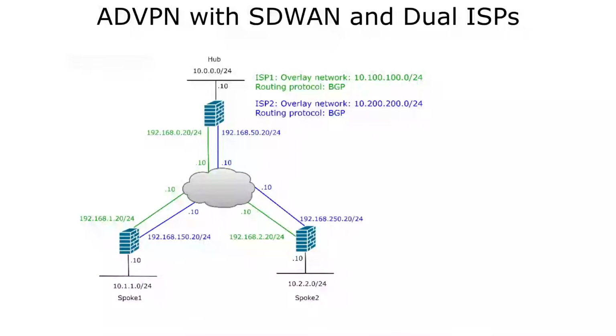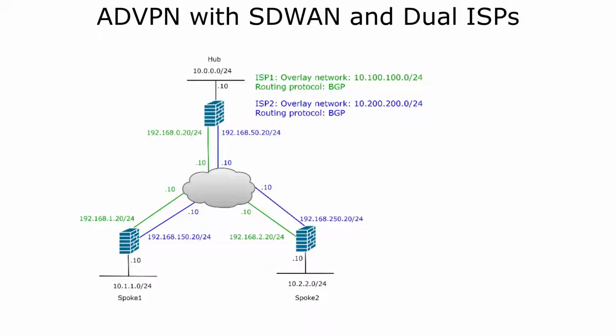Welcome to our tutorial on setting up an IPsec Auto-Discovery VPN with 2 ISPs, using BGP as the overlay routing protocol. As you can see on the diagram, there are 3 sites, HQ and 2 branch offices. The Auto-Discovery VPN uses hub and spoke network topology, thus we will configure HQ as the Auto-Discovery VPN hub and the 2 branches as spokes.